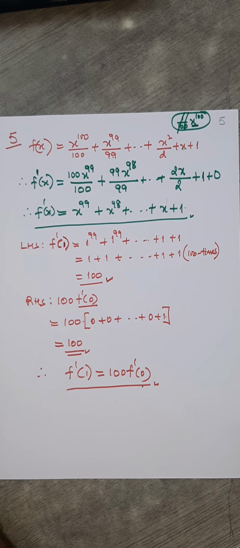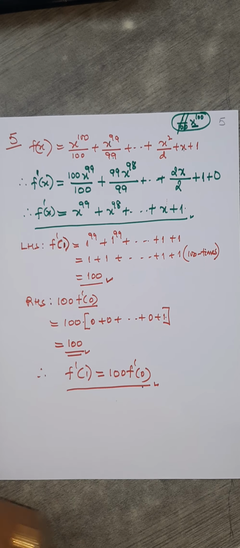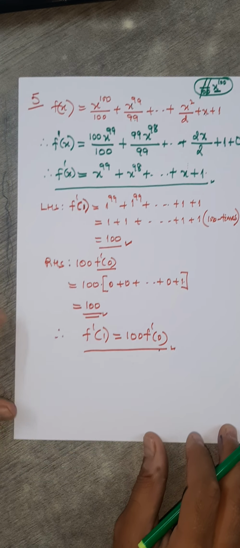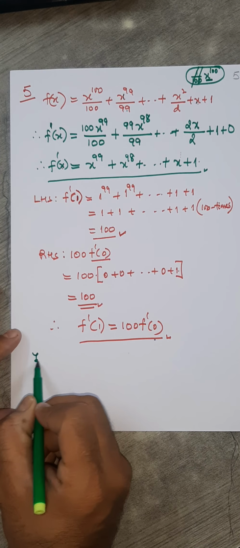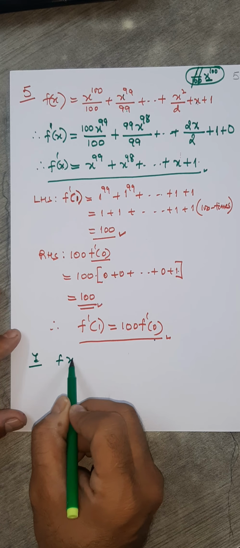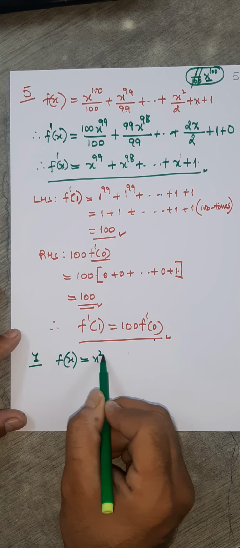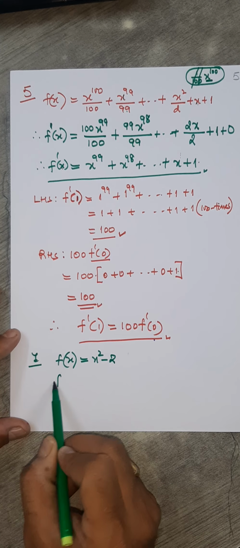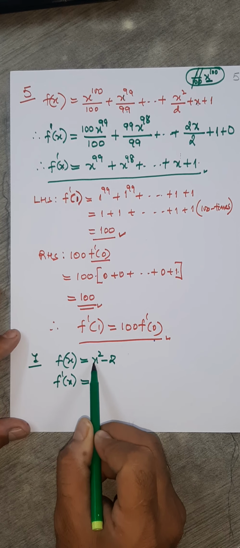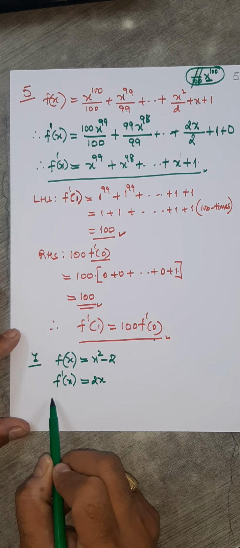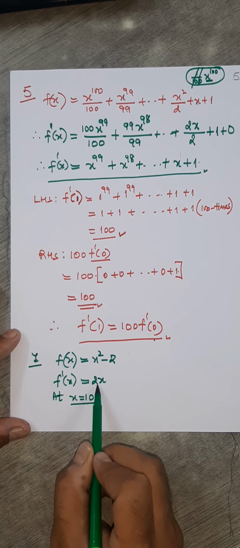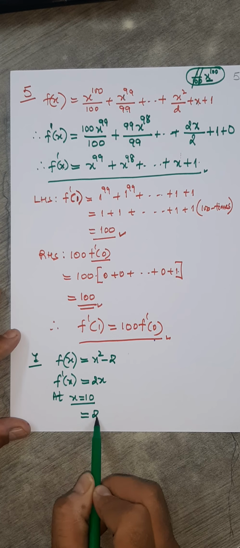Now we go to the first 3 questions, which are very, very simple questions. Question number 1: which function are you given? f(x) equals x square minus 2. We want its derivative at 10. So we differentiate it. f dash x is 2x, and at x equals 10 we need the derivative. So we put 10 here, so it will be 20.